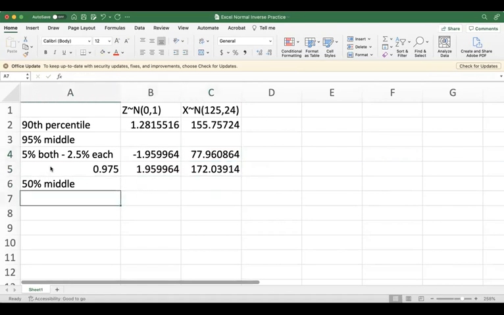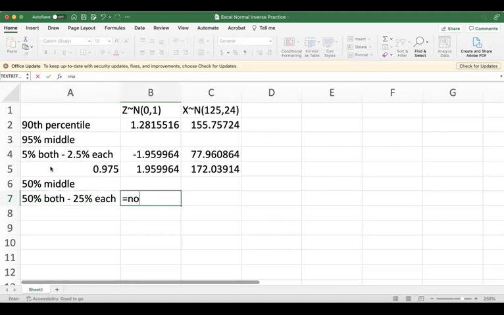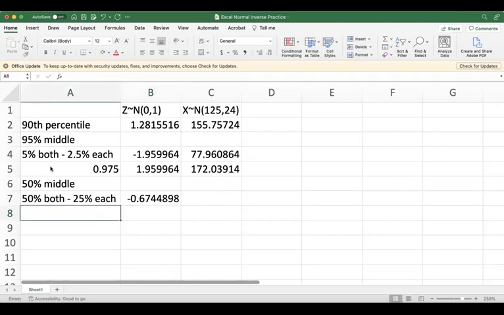And last but not least, if we have 50% in the middle, that means 50% remaining for both sides, which means 25% for each. So this is just going to be equal to norm.inv of 0.25, and that gives us the value that we had set in the PowerPoint. And then the other side will be, in this case, 1 minus 0.25, which we've already done.